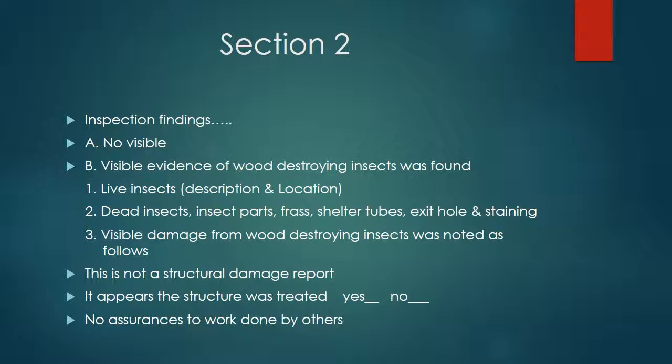Point number 2 under B is a little bit more interesting, as it says dead insects, insect parts, frass, shelter tubes, exit holes, and staining. This is very interesting to me. I love the word staining. What does staining mean? Staining is when there's been previous termite tubes on a block foundation or on a wall or in a garage area or something like that, and you can tell the termite tubes have been removed.